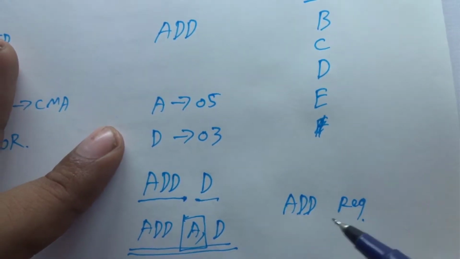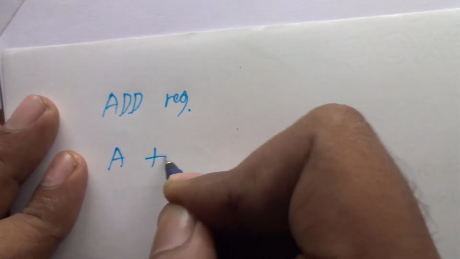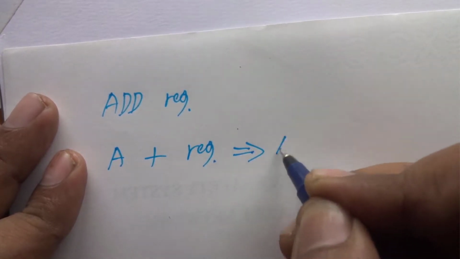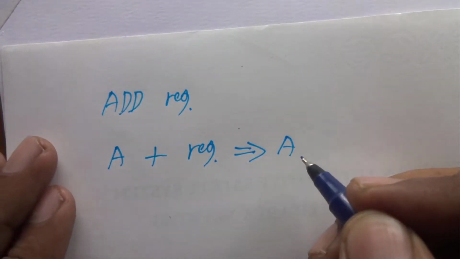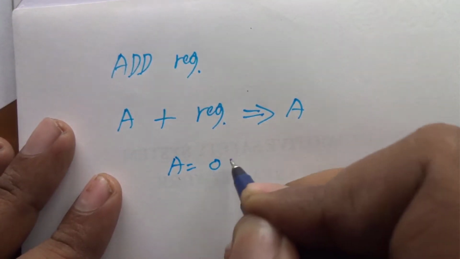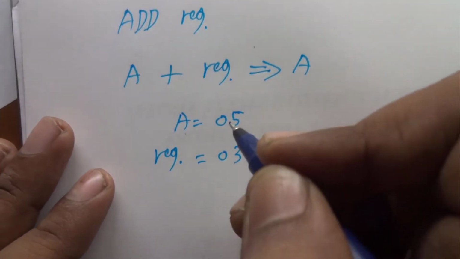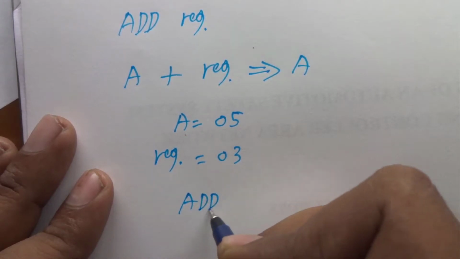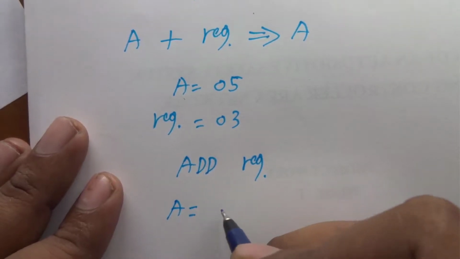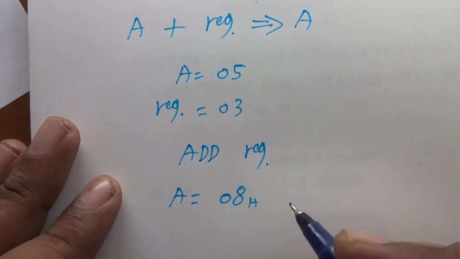By this addition, your answer is stored in your accumulator. Accumulator plus your register content is stored in the accumulator again. That means when I give A equal to 5 and my register content is 03, and now I give ADD register, my answer in the accumulator is 08. This is how it performs.